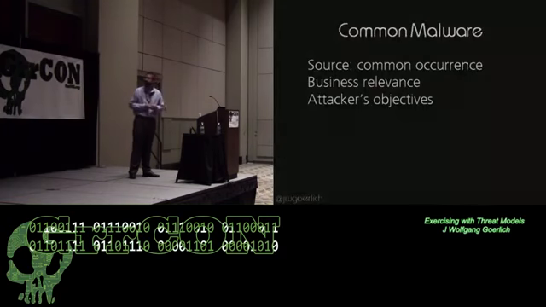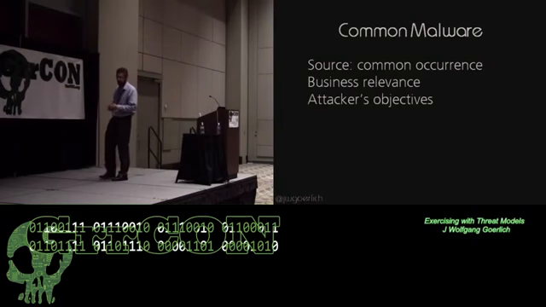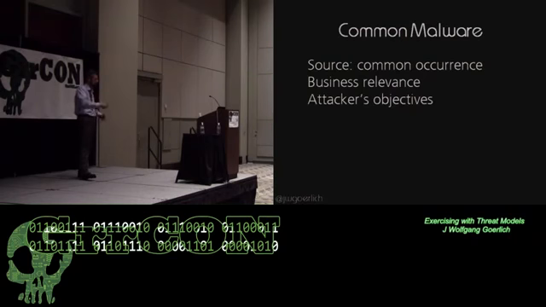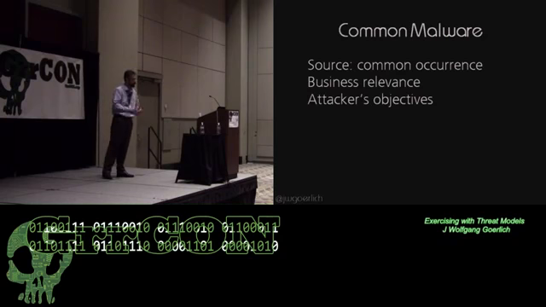Pretty straightforward. The source, obviously a common occurrence. When you're talking in an exercise, we might say this happened in this month. It attacked this many users. Here's what we saw. Business relevance: people who it affected, right? Businesses affected. How long were we down? What was the cost we were exposed to? And attacker's objectives. How bad did they want to get us? How advanced was the attack? Obviously, in this case, not very advanced. They didn't really care. They're just spreading malware.